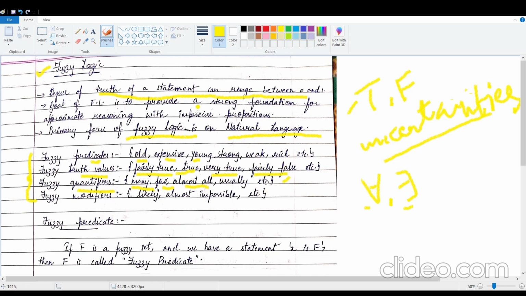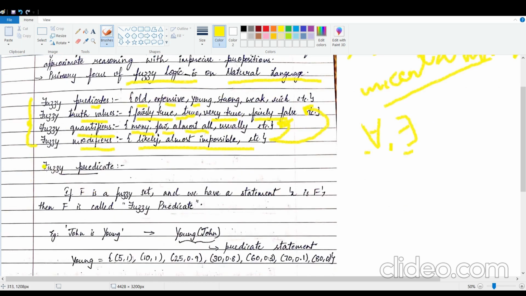This fourth part right here, fuzzy modifiers, is quite different. These are not present in your previous logics. Examples for them are likely, almost, impossible. Usually these modifiers are used in conjunction with your fuzzy quantifiers and your fuzzy truth values. These are also called hedges. We'll learn about them in detail as well. So let us first try understanding what fuzzy predicates are in much more detail.